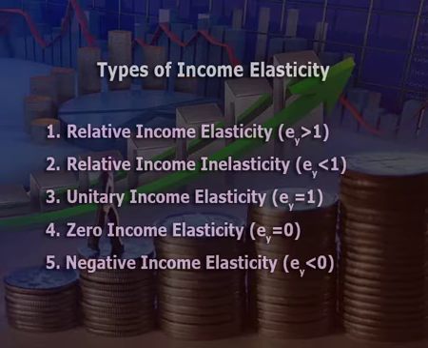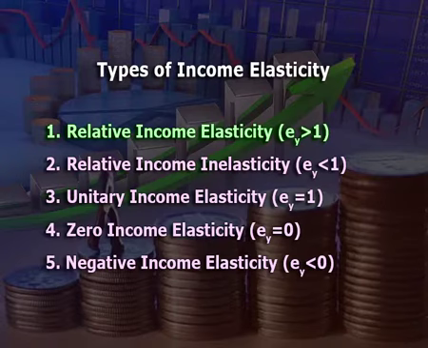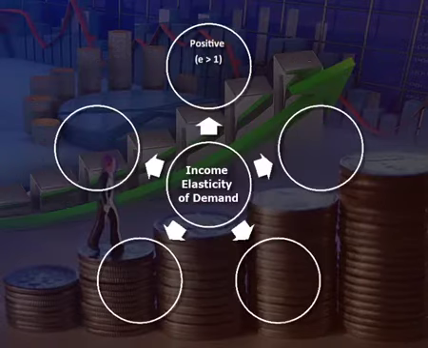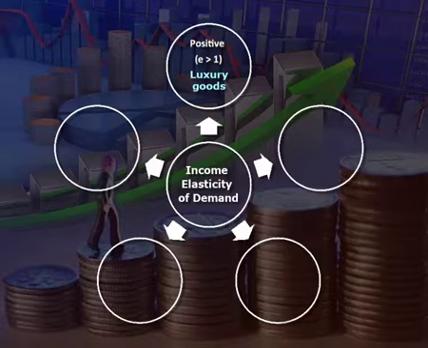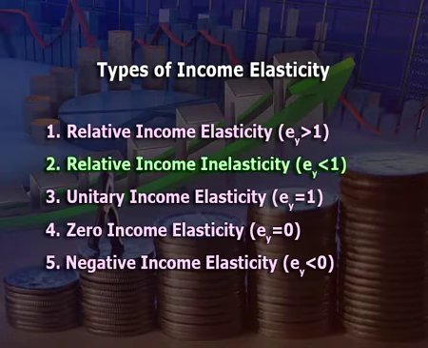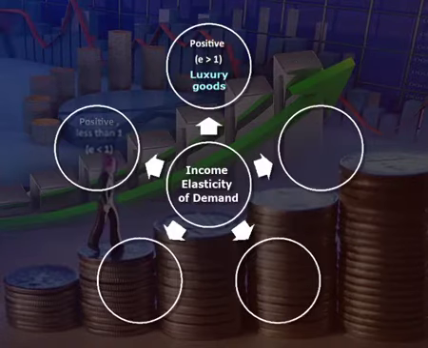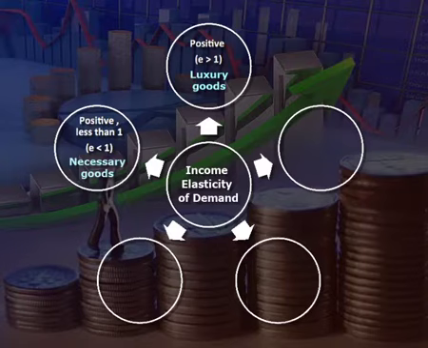Moving further with types of income elasticities. First is, if relative income elasticity, that is EY, is greater than 1, increase in income leads to more than proportionate increase in quantity demanded. Such goods are luxuries like TV, AC, automobiles, etc. Second is relative income elasticity is less than 1, meaning increase in income leads to less than proportionate increase in quantity demanded. Such goods are necessaries required for basic survival.